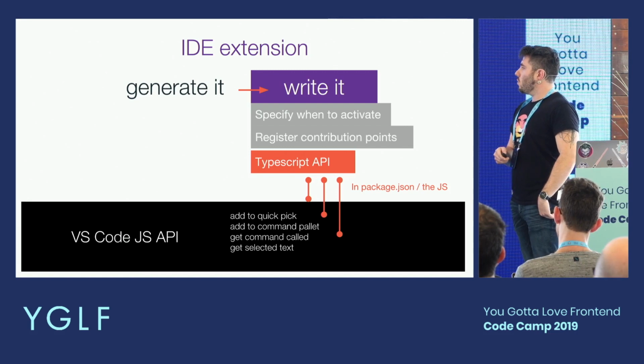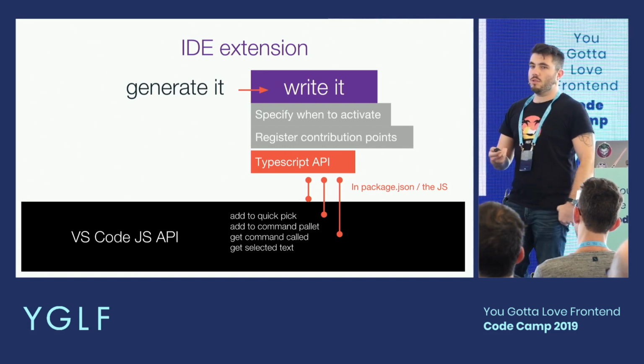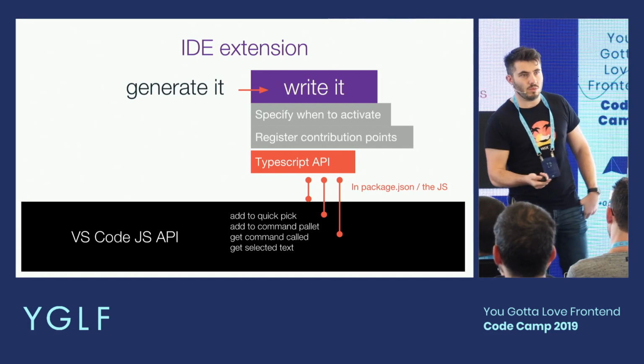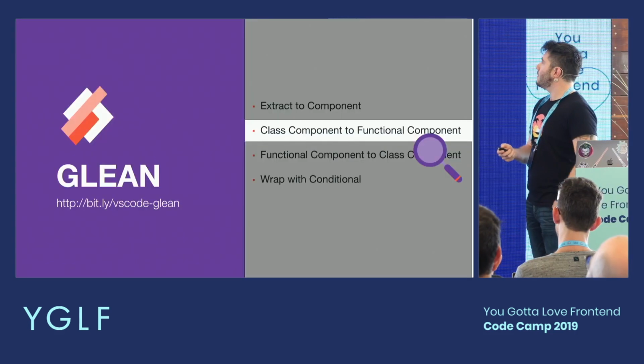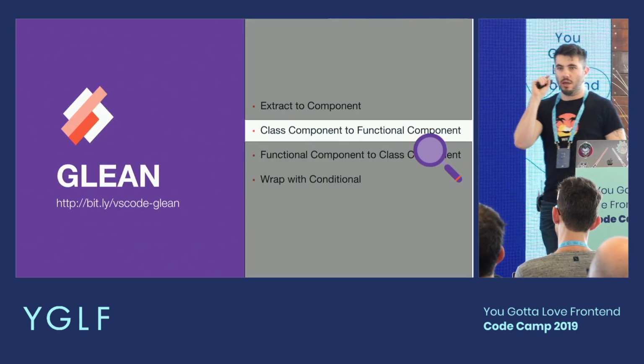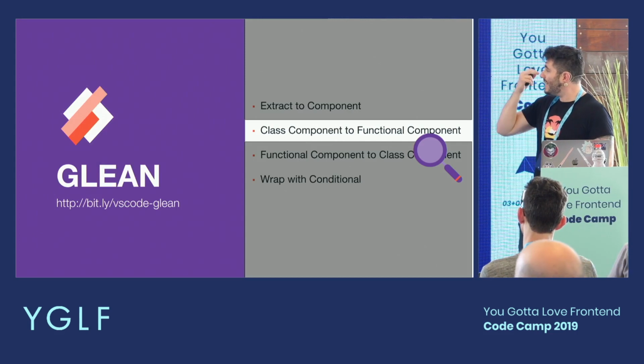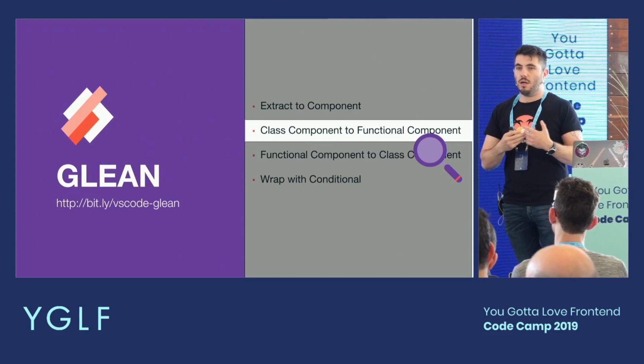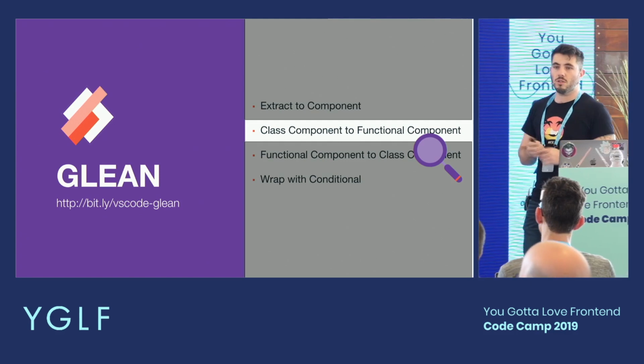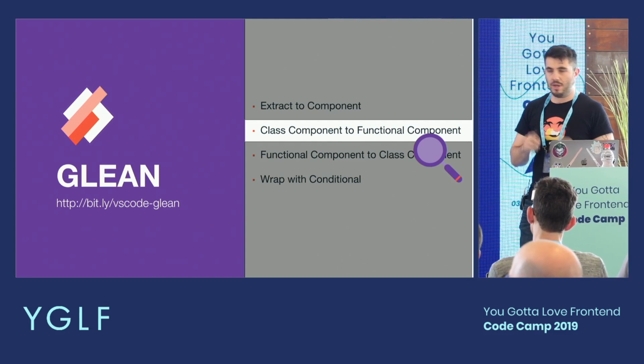So now the question is, what will our extension be doing? What capabilities will we be adding? In our case, we will implement a fraction of the capabilities that Glean gives you, which is basically a class to function component refactoring, a simplified version of it.